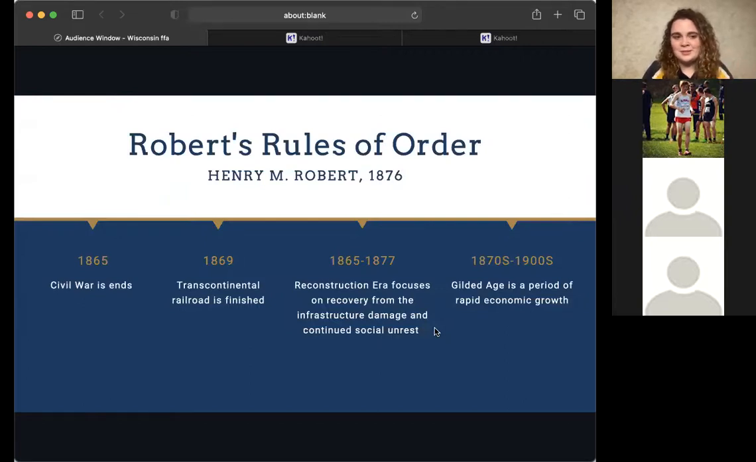So again, a little bit of context around what's going on. This guy, Mr. Robert, fights in the Civil War. It ends. In 1869, the Transcontinental Railroad is finished. And then the Reconstruction era and Gilded Age are starting. The Reconstruction era is all that rebuilding from the damage during the war. And the Gilded Age is that period where industry is booming because the Civil War is over and we can actually focus on starting our businesses because we have the railroad to make everything easier. So it makes sense that people started having to run their own businesses and be on boards together, and that Henry Robert decided they were going to need some structure if they were going to be productive in society this way.